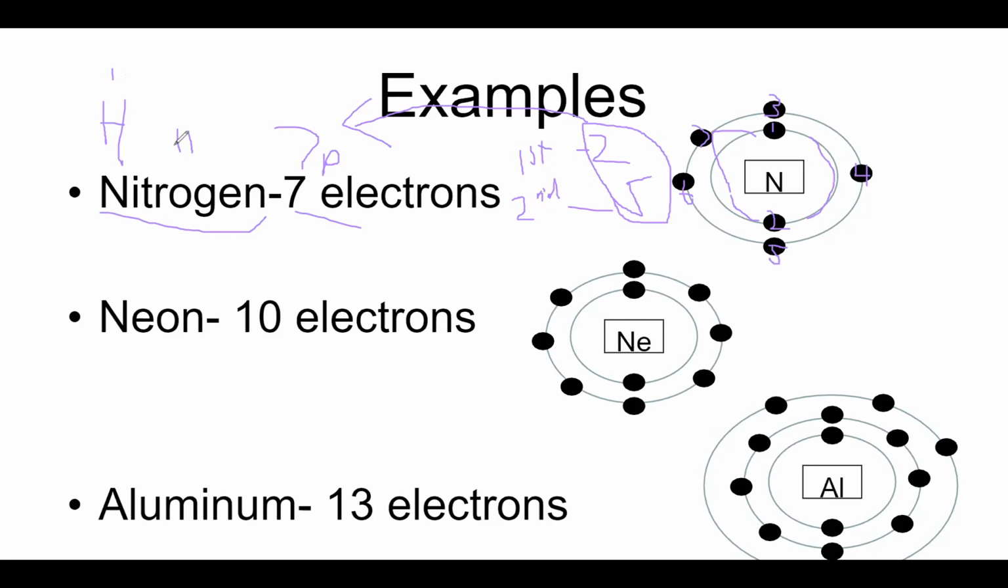So he's just got the one little guy floating around outside him. But everybody else will have 2 on this first shell here. All right, good question.